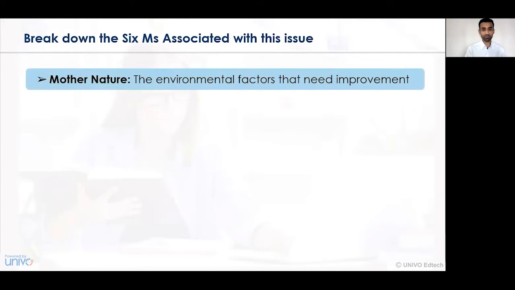Now let us understand how we consider the breakdown of the 6 M's associated with this issue, that is, product and process improvement. Number one is mother nature. Here one needs to understand very clearly how we consider the various environmental or natural factors that need a certain amount of improvement.